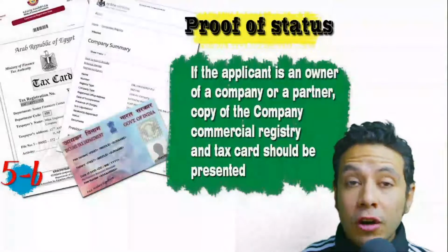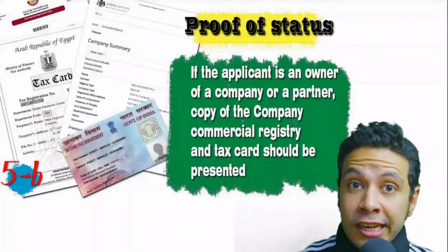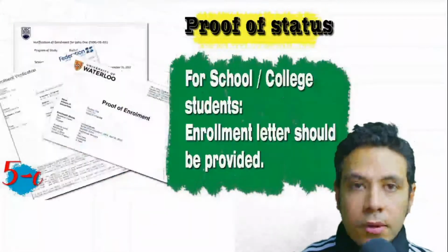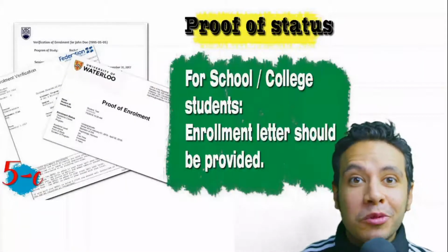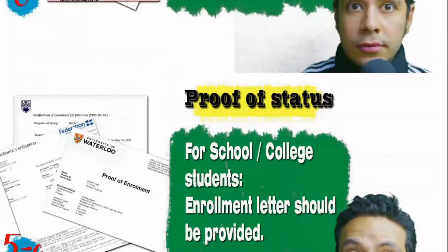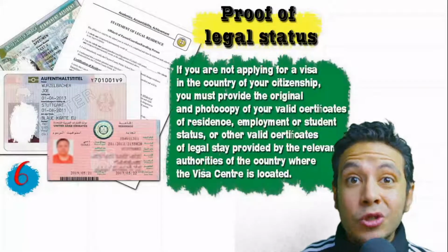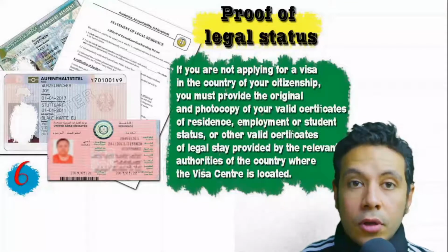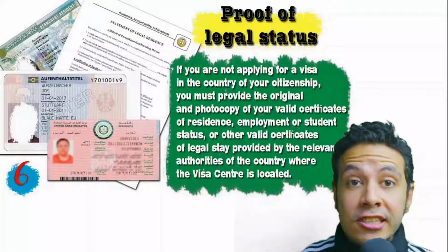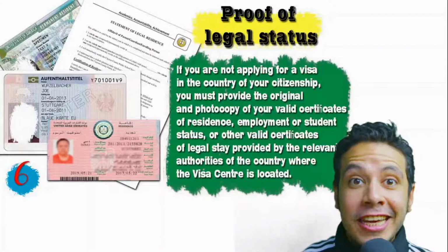But in case you are the owner of the company or you run your own business, then your commercial registry and your tax card must be presented. But if you are a student in a school or a college, an enrollment letter should be provided from your university or your school. In some certain cases you might be applying from a country different than your own country. At that moment, you will need to provide a proof of legal status, which is a certificate of legal residence in this country. And in some cases, a valid residence visa for this country can also be accepted.